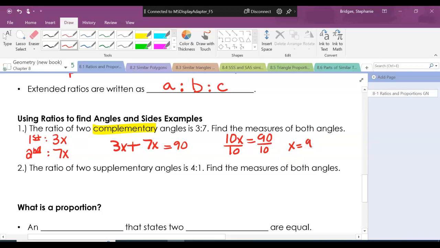Now 9 is not my answer. I need to know what my angles are. So what do you think I need to do with that 9? Yeah, I'm going to plug it in. I'm going to multiply it by 3 first. What's 9 times 3? 27, yep, there's one angle. And then I'm going to do the same thing, and I'm going to multiply it by 7. What's 7 times 9? Close. Not 62, 63.